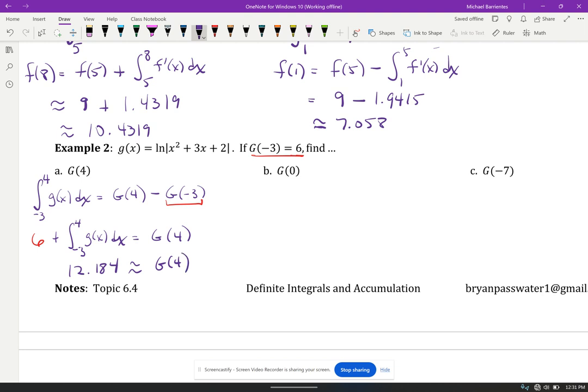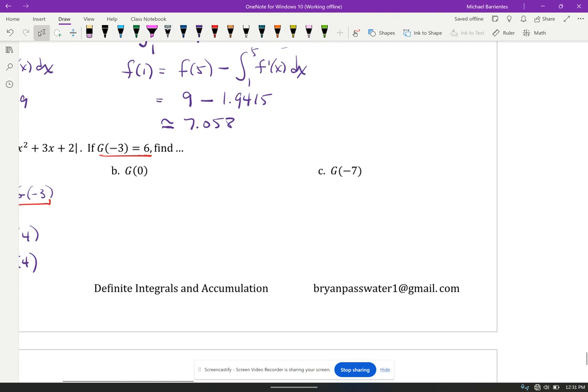Yes? Now what happens if I'm asked to find G of negative 7? Notice that this x value is smaller than that x value. Well, I would normally set up the integral from negative 7, the smaller x value, to the upper or bigger x value, of g of x, and that would equal G of negative 3 minus G of negative 7.